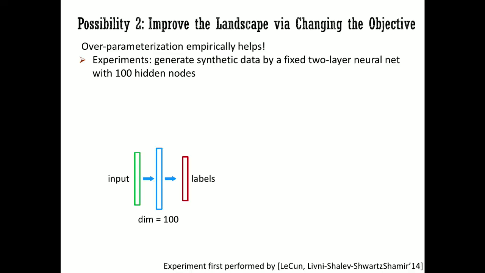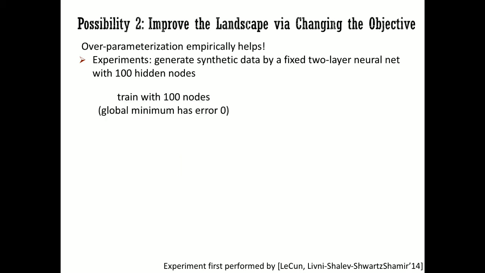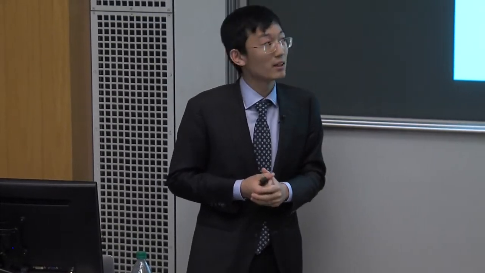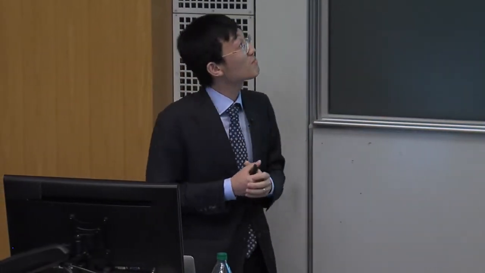We generate effectively an infinite number of examples from this network. And then we forget the ground truth network, and we just train with the given examples. So we train the same model with 100 nodes in the middle layer. In this case, we can expect that the global minimum has error 0 because there exists a neural network that fits all of the examples exactly. That's the one that we use to generate examples.